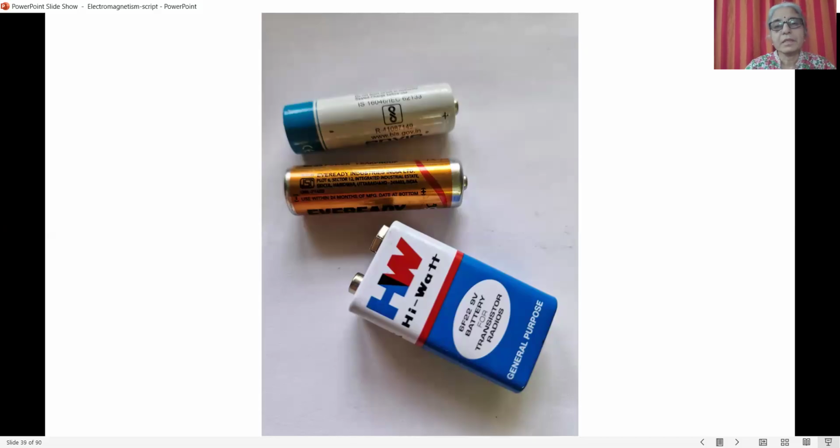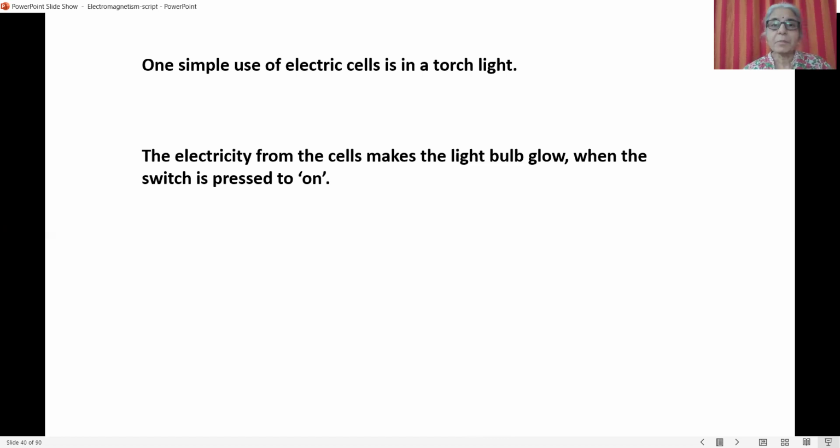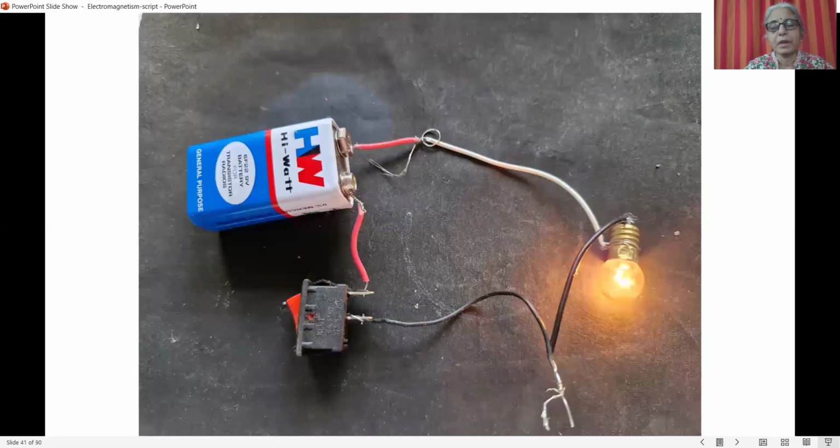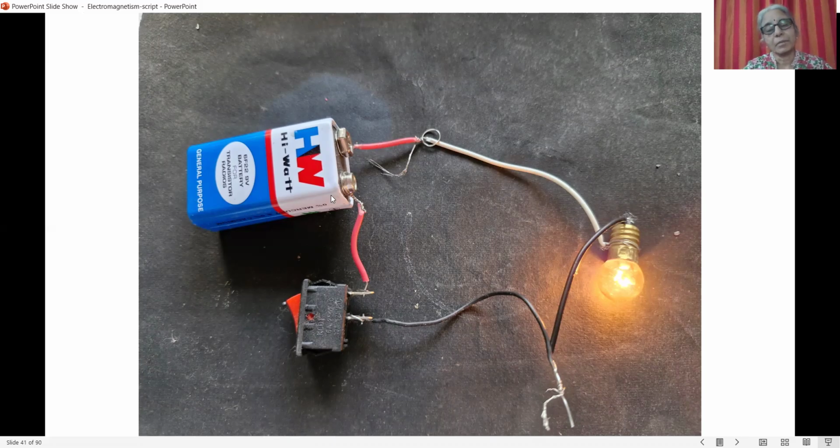So these are the various kinds of cells we see. And one simple use of an electric cell is in a torchlight. Every one of us has used a torchlight. When a switch is pressed on, the light bulb glows. So this is a basic torchlight. A torchlight is just a light bulb which is connected through connecting wires to a cell.